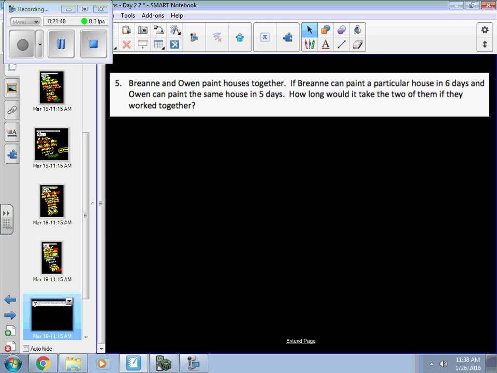Well, in this problem, we can't just add them up. It won't take them 11 days if they work together. That's even longer than if they work separately. So we don't want to add them. Also, I don't think subtracting works here. If you subtract that, that's 1 day. That seems way too fast for how long it takes each of them separately.